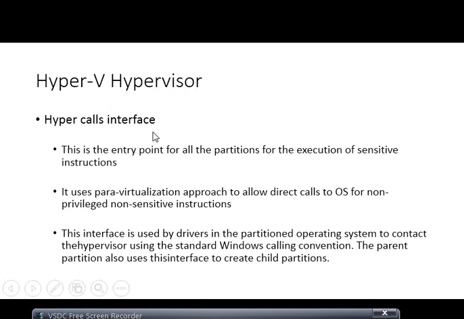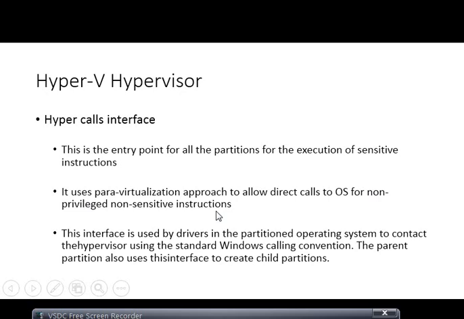The HyperCalls interface is one of the components of Hyper-V. This is an entry point for all the partitions to execute sensitive instructions. So anytime system calls have to be made, they have to pass through these HyperCalls. They are called HyperCalls because the hypervisor is executing them. It uses a para-virtualization approach to allow direct calls to the OS for non-privileged, non-sensitive instructions.